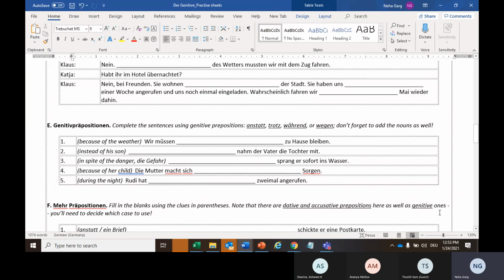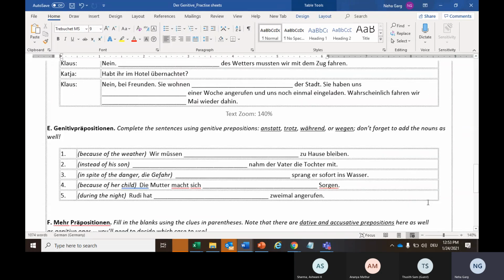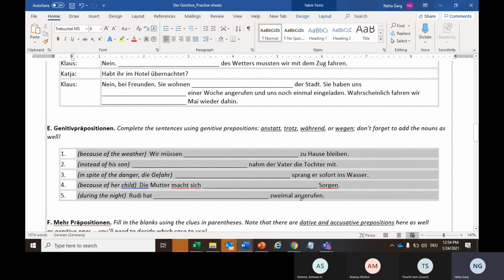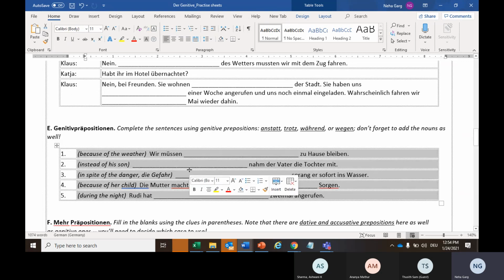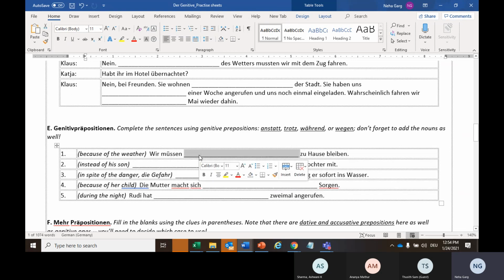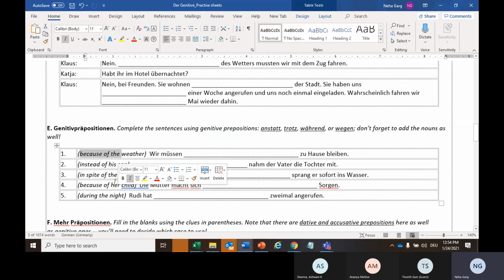Now let's see this exercise number 8, Genitive prepositional. Here we have 5 sentences. Each one of you will read one sentence and then we'll see how we will fill in this blank. Examples like hints are already given here. So Ashwini, do you want to start?